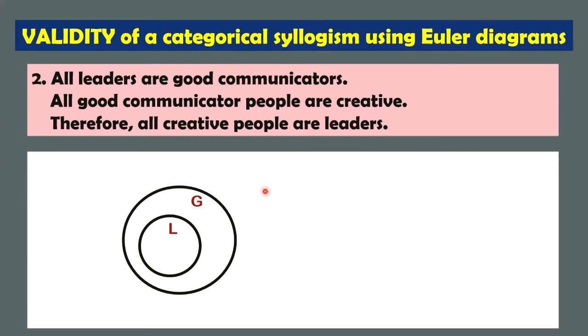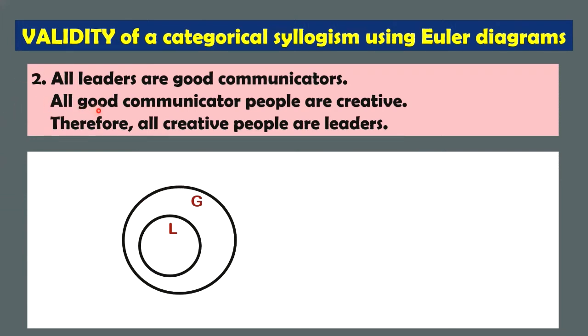Now, how do we draw set C, the set of creative people? Okay, is it here? Dito? Siya yung pinakamaliit na circle? Or dito siya? Siya yung medium na circle? Or siya ba yung largest circle? Okay? So, you check.